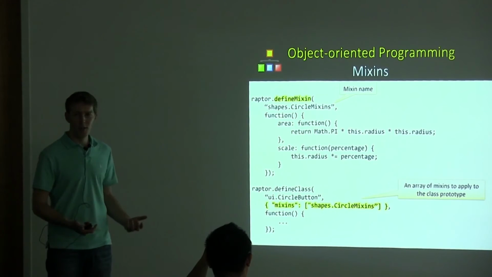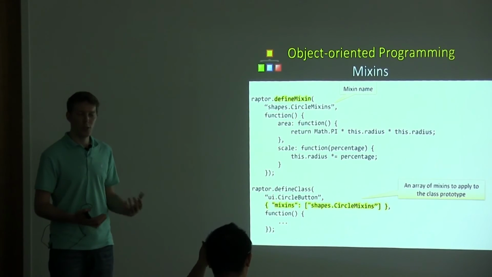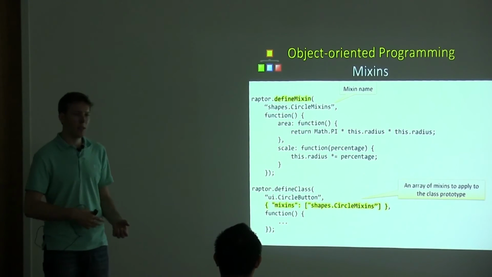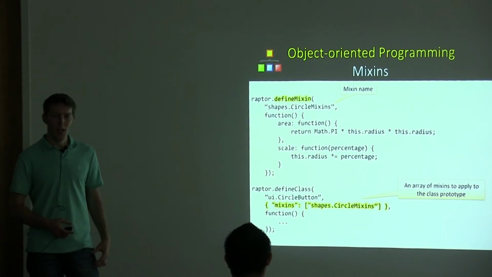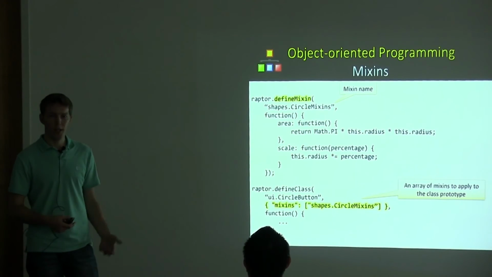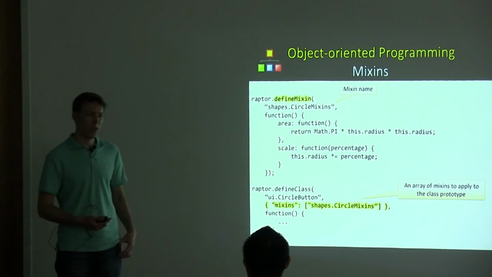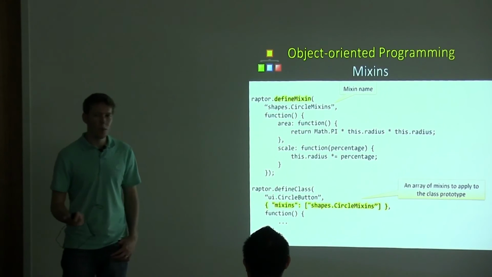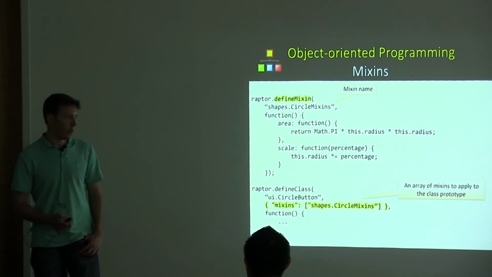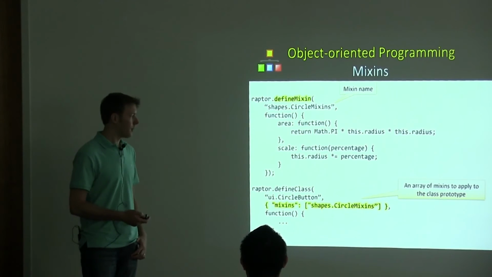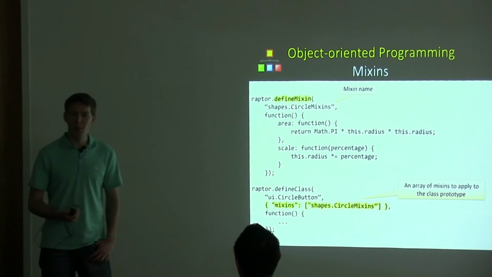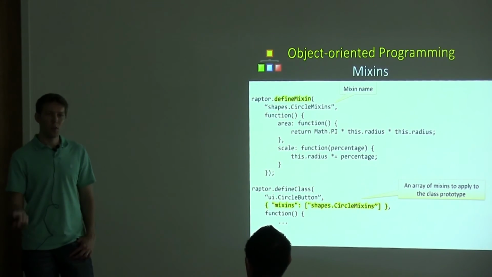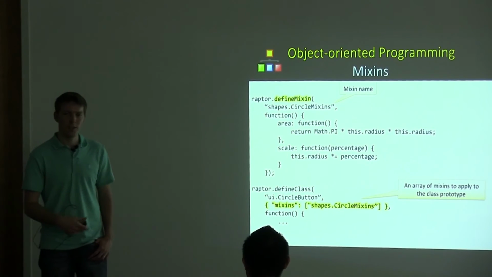If you have a circle button that has circle functionality, you can just apply the circle mixin to that particular class, and those properties will be available to all of the instances of that class. You can apply mixins to both classes and modules, and it works the same way. The only difference, I guess, is that mixins applied to a class are applied to the prototype of the class, not to the actual instances of the class.